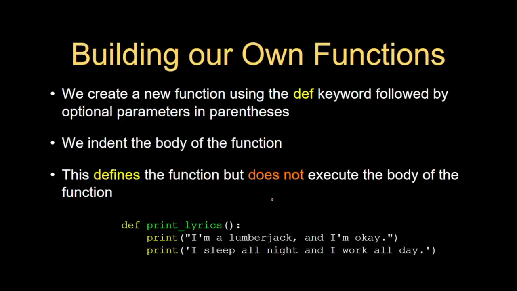So for our own functions, we create a new function using the keyword def, followed by the optional parameters in the parentheses. It is optional. If you want to pass some variables or some list of values, you can list down the list of parameters. Otherwise, without parameters, you can define your function with empty parentheses. This just defines the function but does not execute the body of the function.